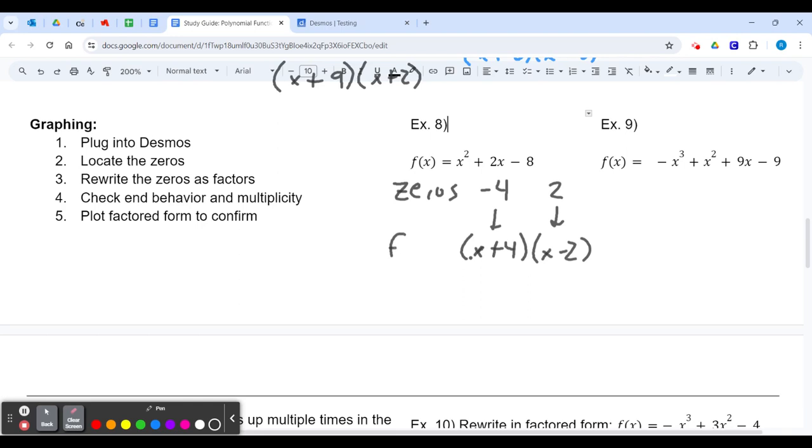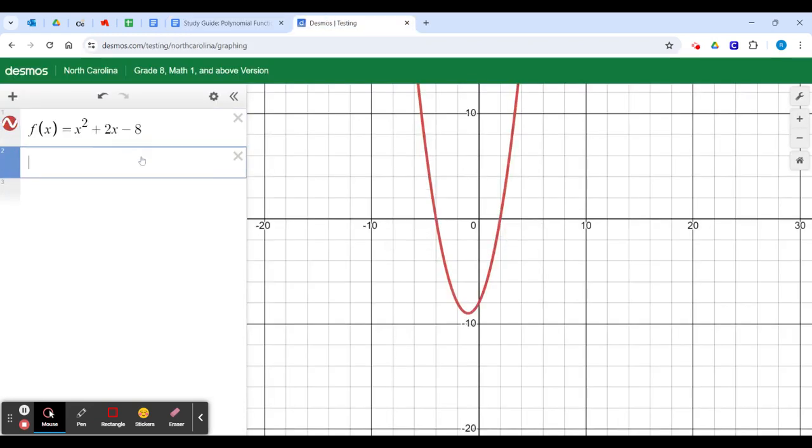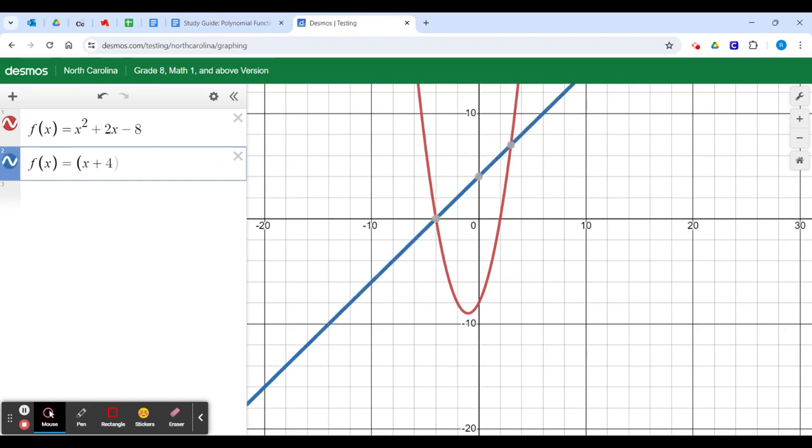And I'm just going to rewrite that in function notation. And we have two factors. The degree is 2, so that looks good. We should have that positive end behavior. Let's just plug it in to check it real quick. We have x plus 4, x minus 2, and boom, those things line up, so we're all good to go there.